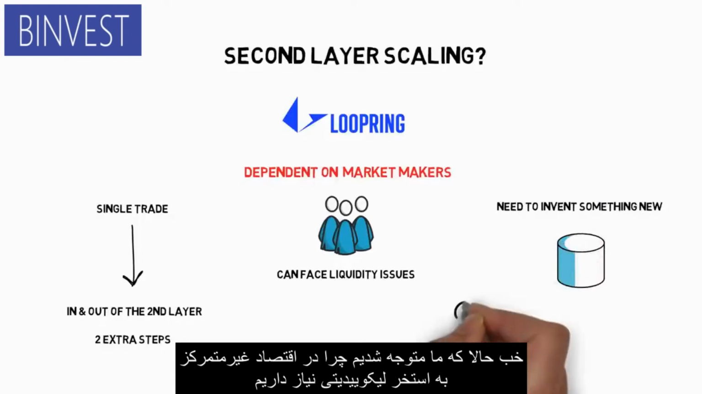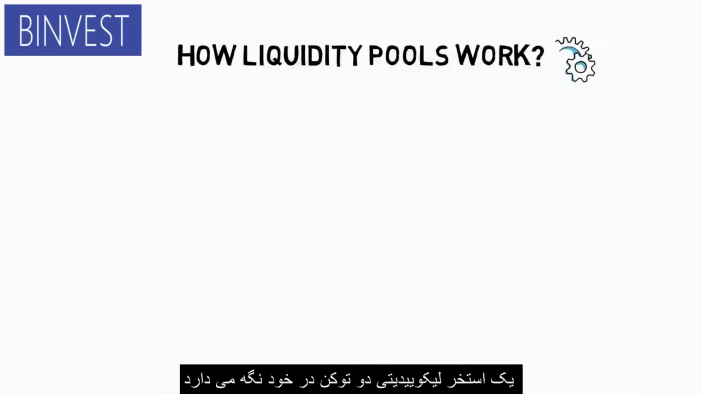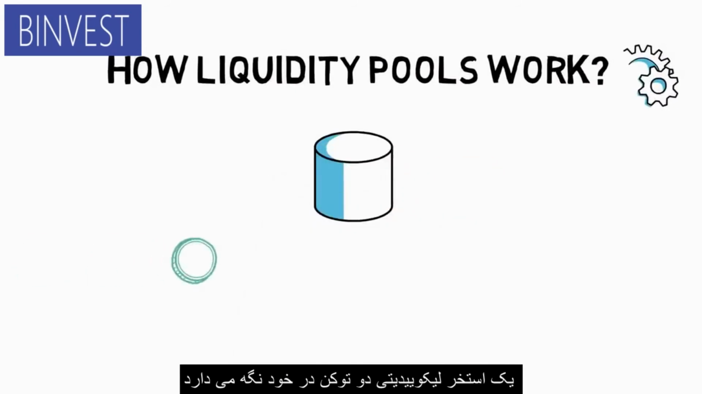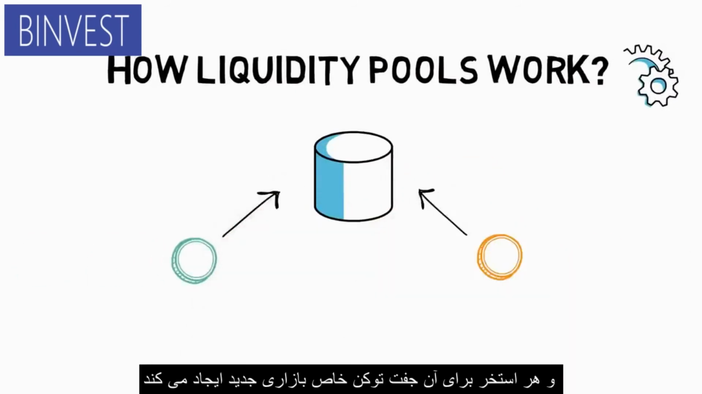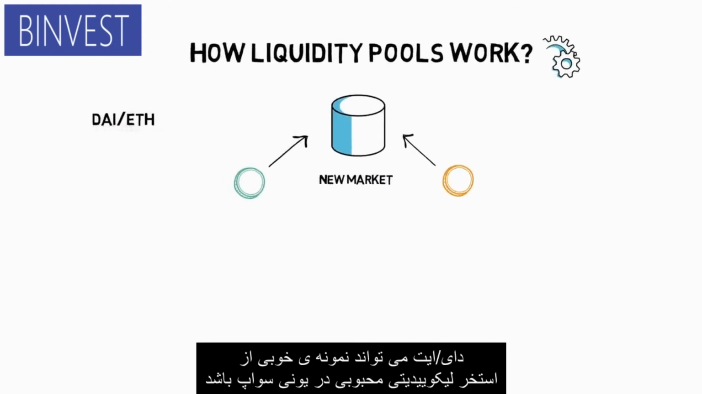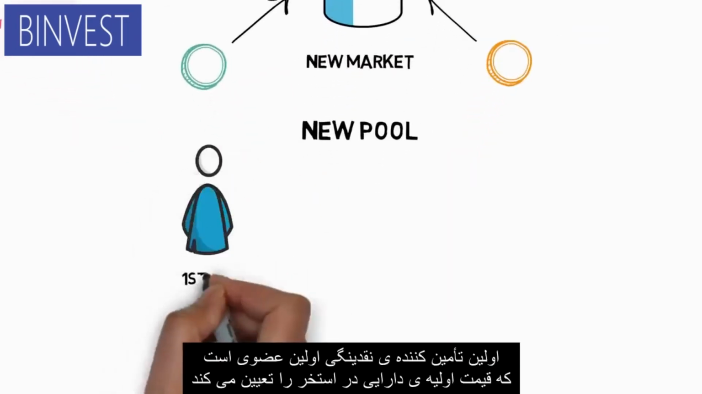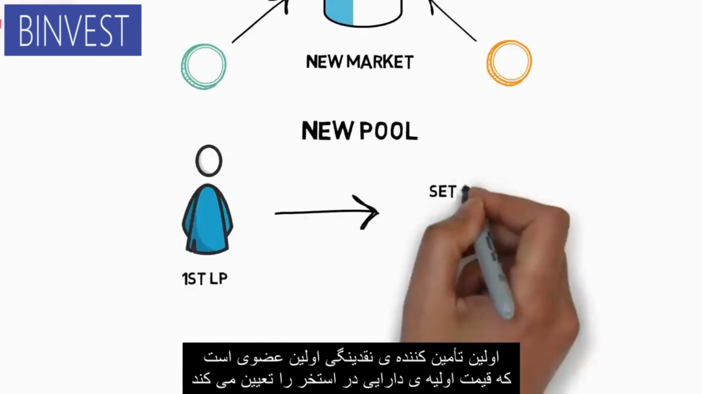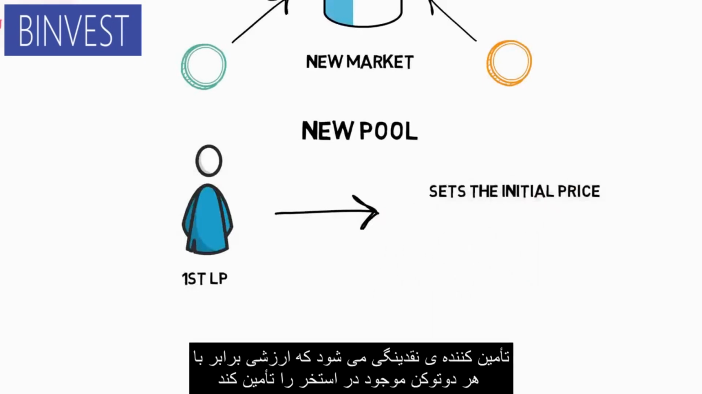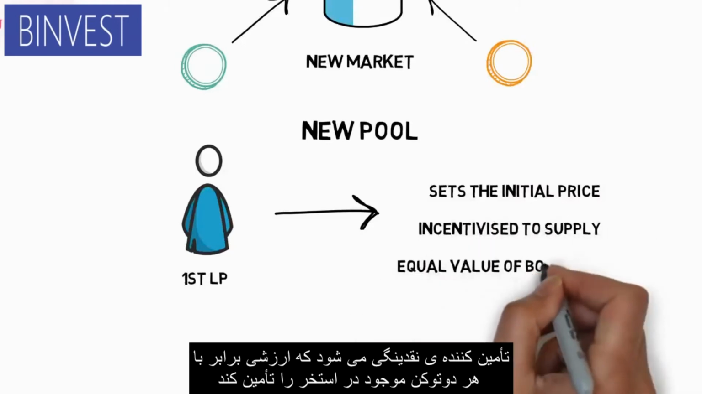Okay, so now that we understand why we need liquidity pools in decentralized finance, let's see how they actually work. In its basic form, a single liquidity pool holds 2 tokens, and each pool creates a new market for that particular pair of tokens. DAI-ETH can be a good example of a popular liquidity pool on Uniswap. When a new pool is created, the first liquidity provider is the one that sets the initial price of the assets in the pool. The liquidity provider is incentivized to supply an equal value of both tokens in the pool.